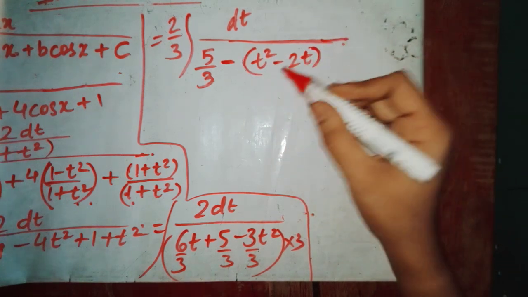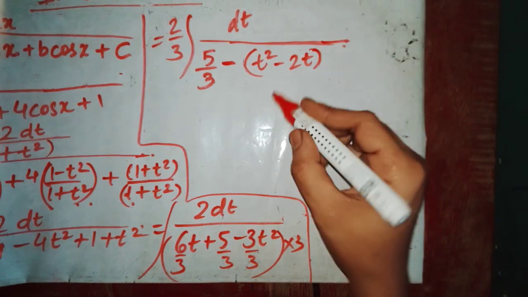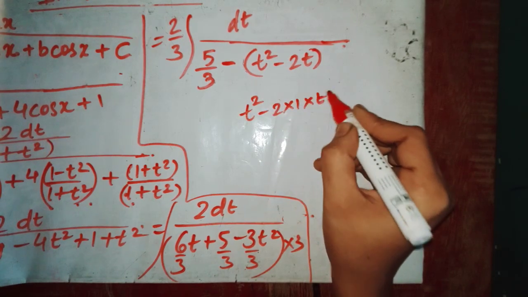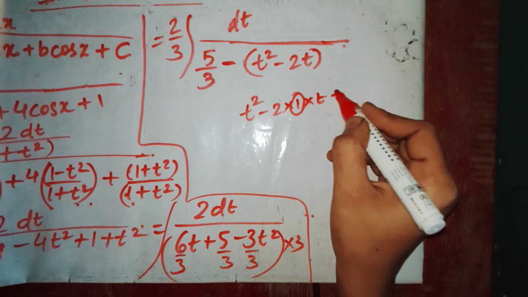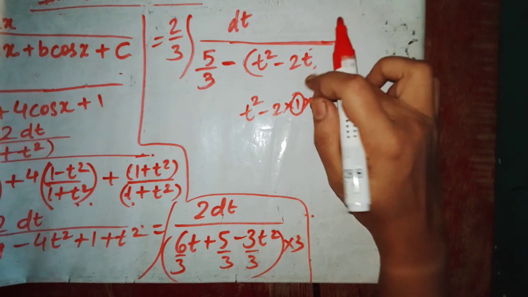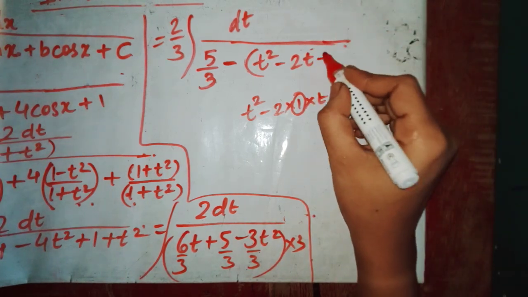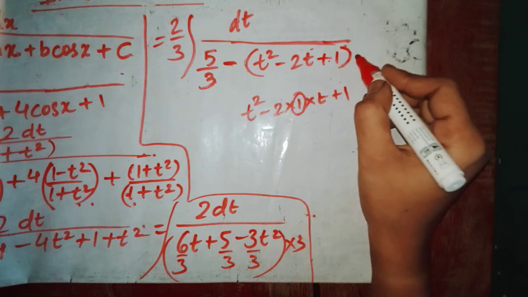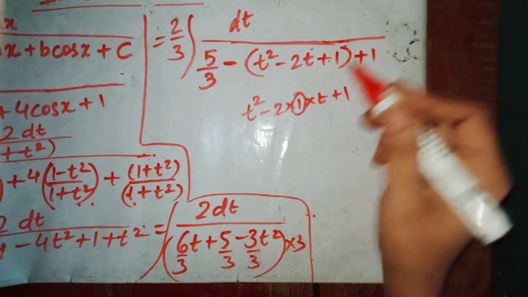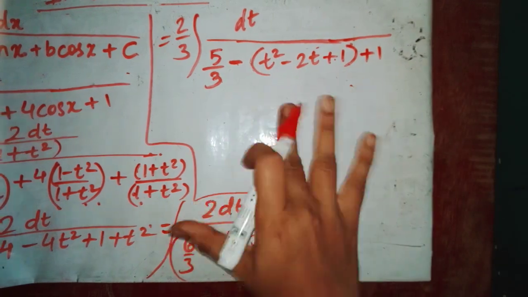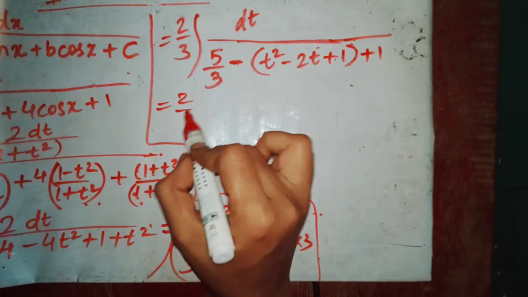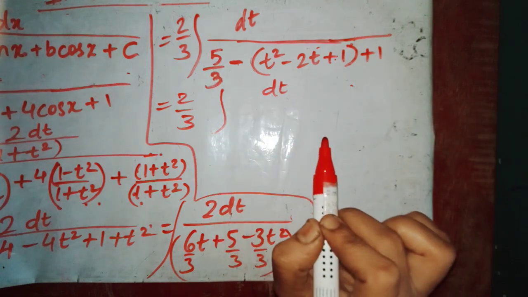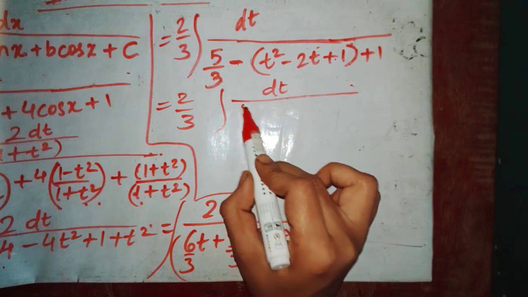Okay, now this is t square minus 2t, that is t square minus 2 into 1 into t. So our 1 becomes the b, so a minus b the whole square. So plus 1, and this minus sign is there, that's why I'm adding here 1. Okay, so this will be the integral dt upon 5 by 3 plus 1, which is 8 by 3.